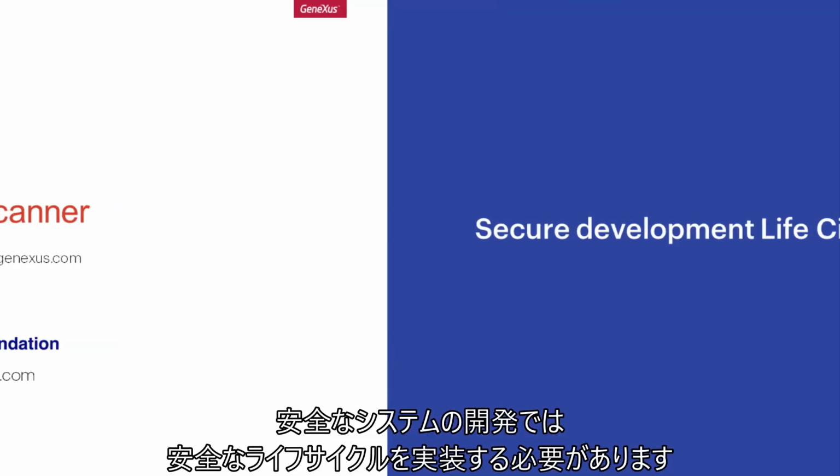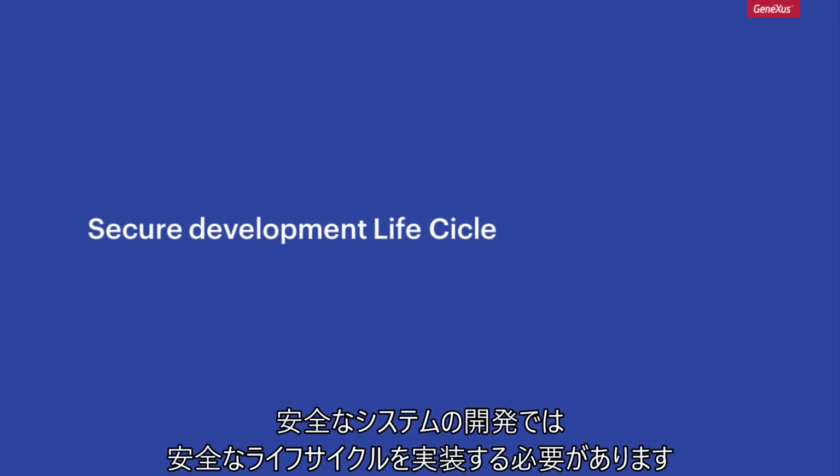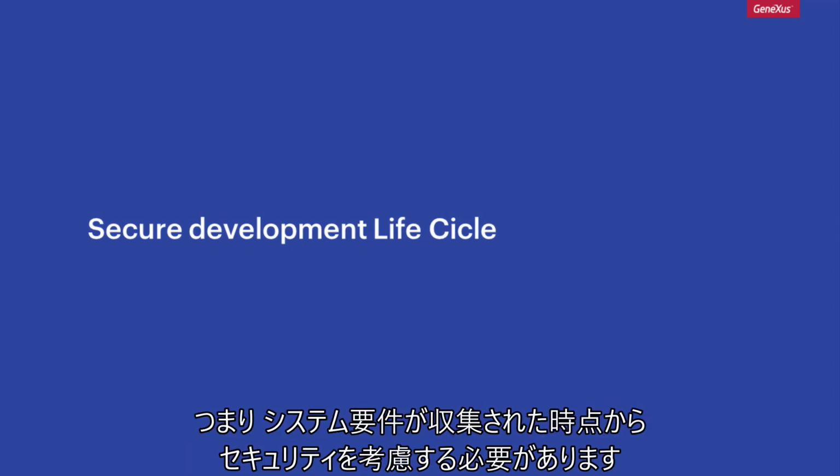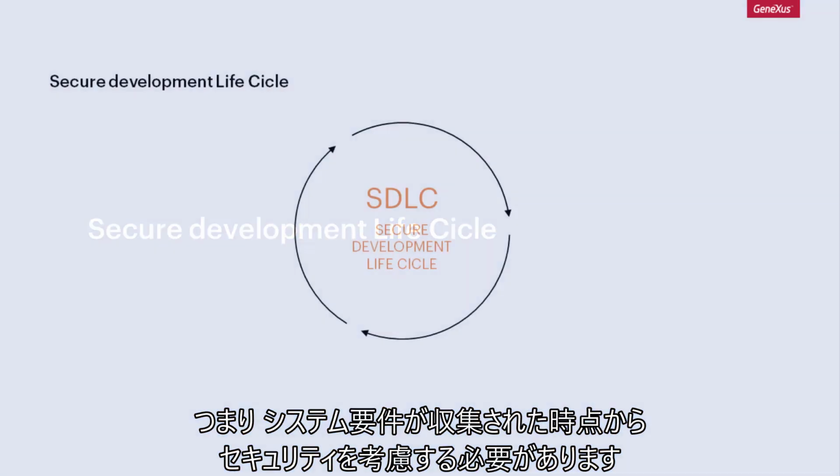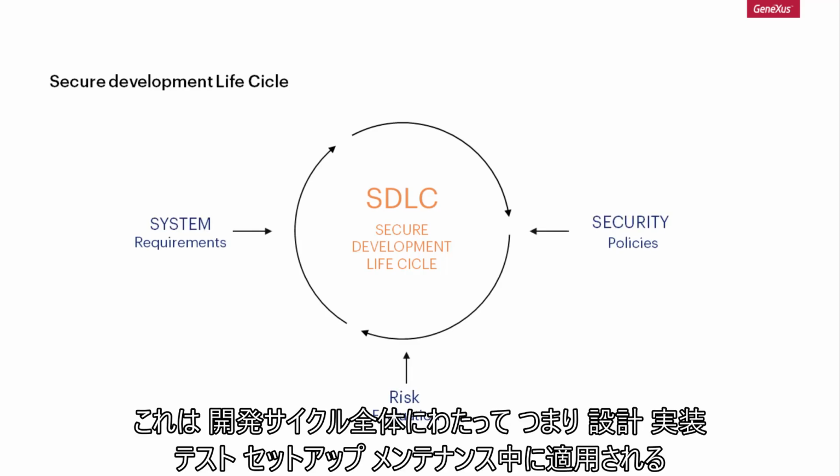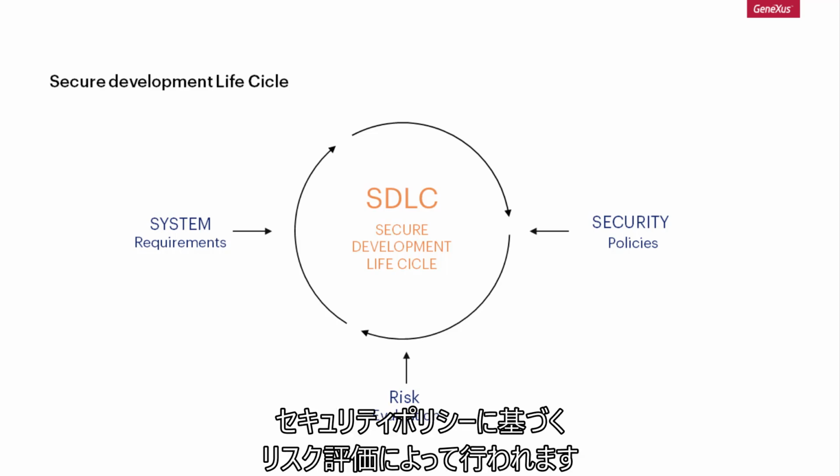In the development of secure systems, we must implement a secure lifecycle. That is, we must take security into account from the point where the system's requirements are gathered. This is done with a risk assessment based on security policies that should be applied throughout the whole development cycle. In other words, during the design, implementation, testing, setup, and maintenance.